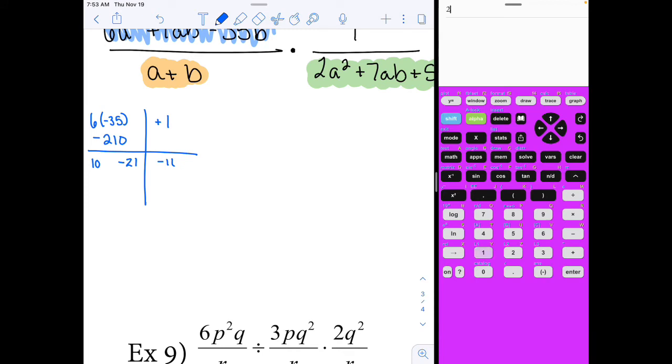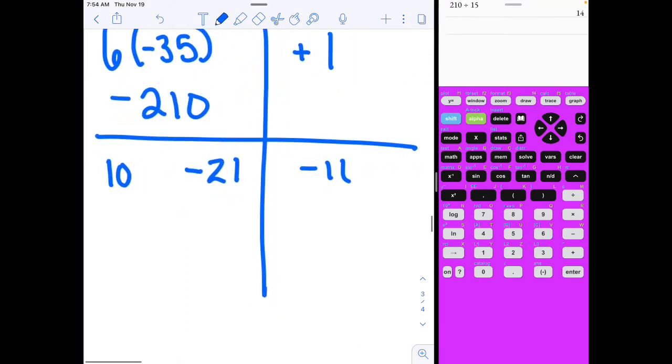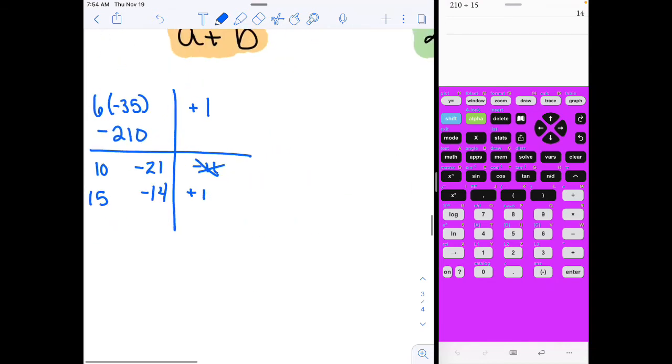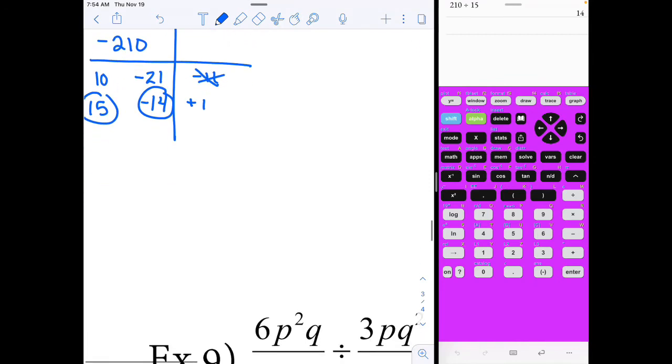So let's do 210 divided by 15. Oh, look, I got it. It's 15 and 14. So 15 times negative 14 multiplies to negative 210, adds to positive 1, because we didn't want negative 11. I just kind of got lucky there. So I got my magic numbers. Now, if you're a grouping person, go ahead and group it. If you're a boxing person, box it up.